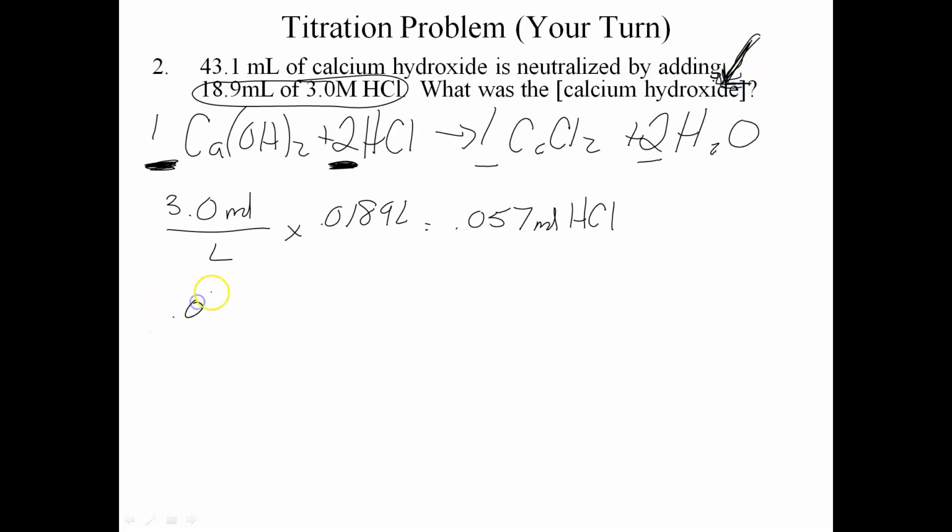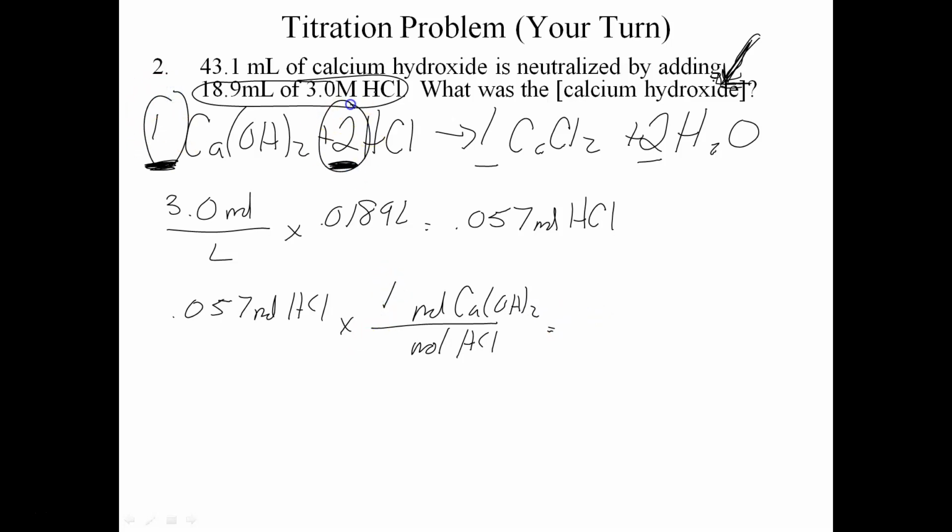So I have 0.057 moles of HCl. Cancel out moles of HCl and go to moles of calcium hydroxide. All right, look at your balanced equation. For every 1 mole of calcium hydroxide, you need 2 moles of acid. All right, so what we're ending up doing here is doing 0.057 divided by 2, which is going to give you 0.029 to proper sig figs moles of calcium hydroxide.